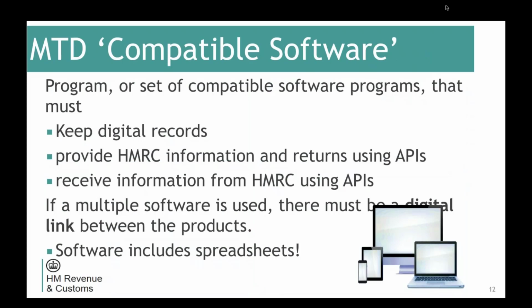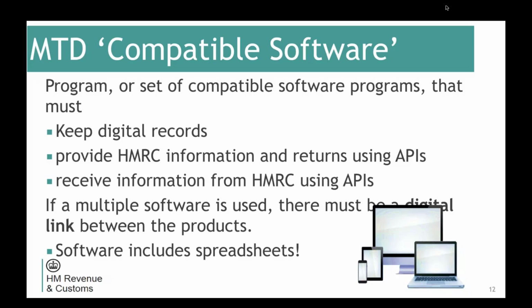So, MTD compatible software. This is one of the key parts for HMRC, because as part of Making Tax Digital, we will no longer provide the facility through the portal for data to be submitted through us. It must be through compatible software using the APIs that we've developed. Compatible software means a program or set of programs that must keep digital records, provide HMRC with information and returns using the APIs, and receive information from HMRC using the APIs. If multiple software is used, there must be a digital link between the products.